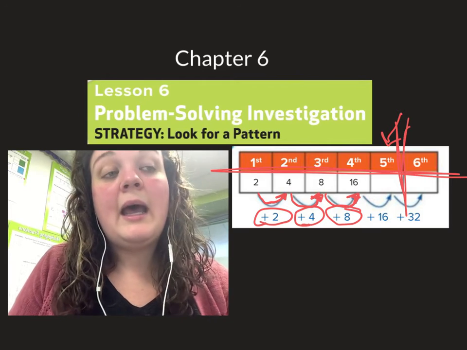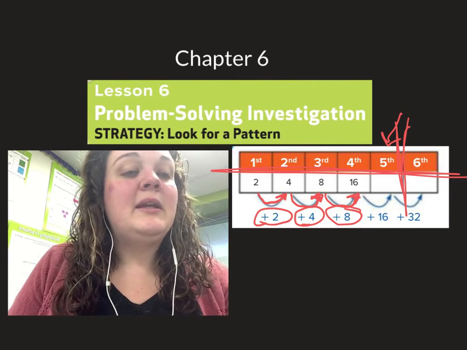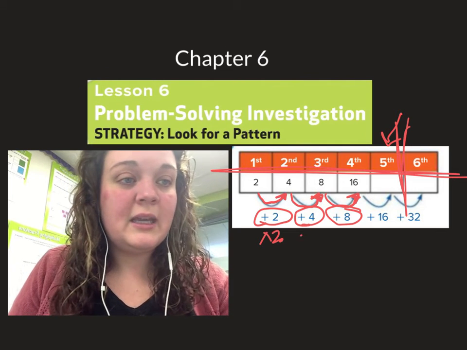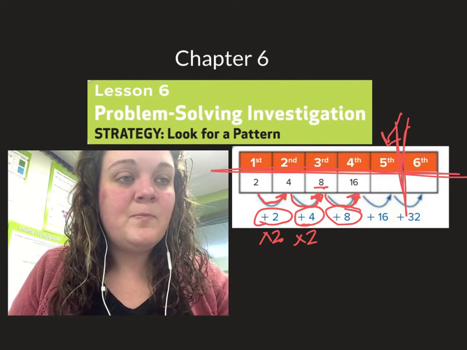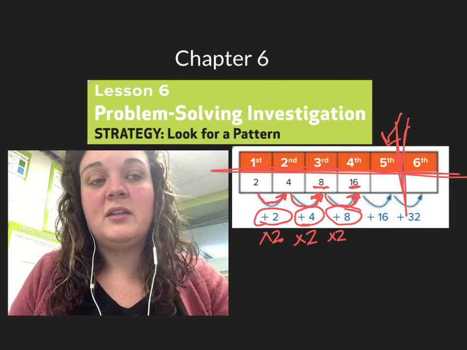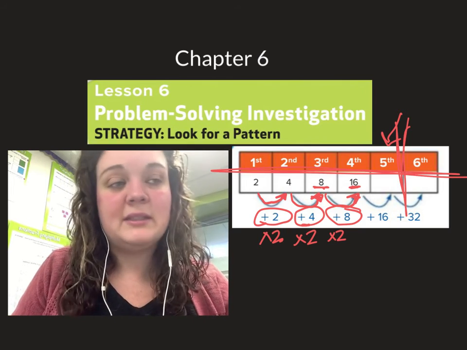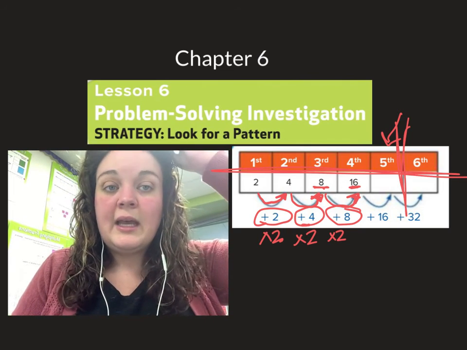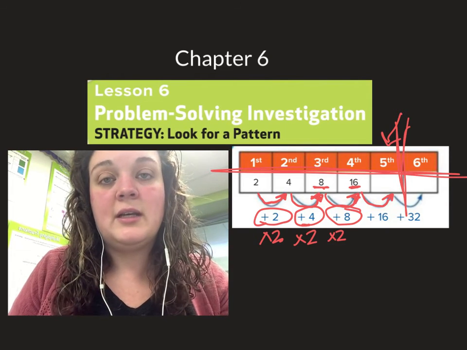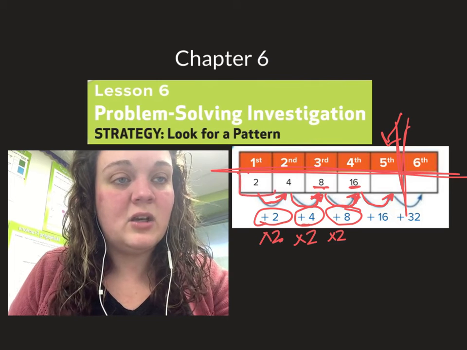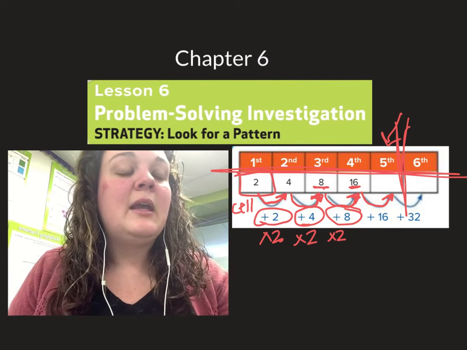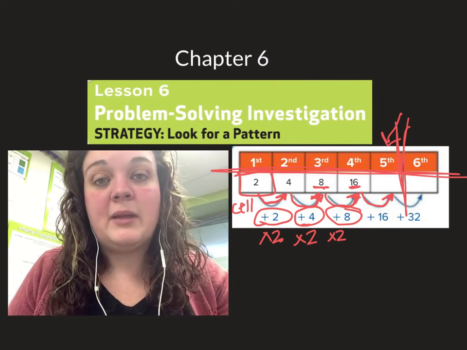Now, another thing that I'm noticing is we could do times 2. 4 times 2 is 8. 8 times 2 is 16. So we could have done, they looked at plus 2, plus 4, plus 8, plus 16, plus 32. We also could just be multiplying from each cell. Each rectangle in here is called a cell, C-E-L-L, not S-E-L-L. We could also multiply each one by 2.